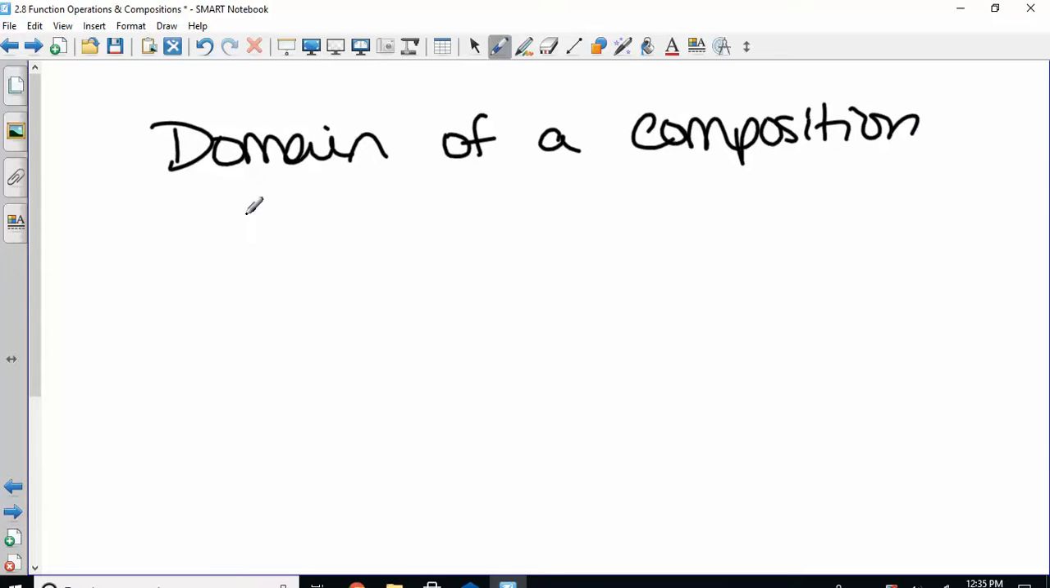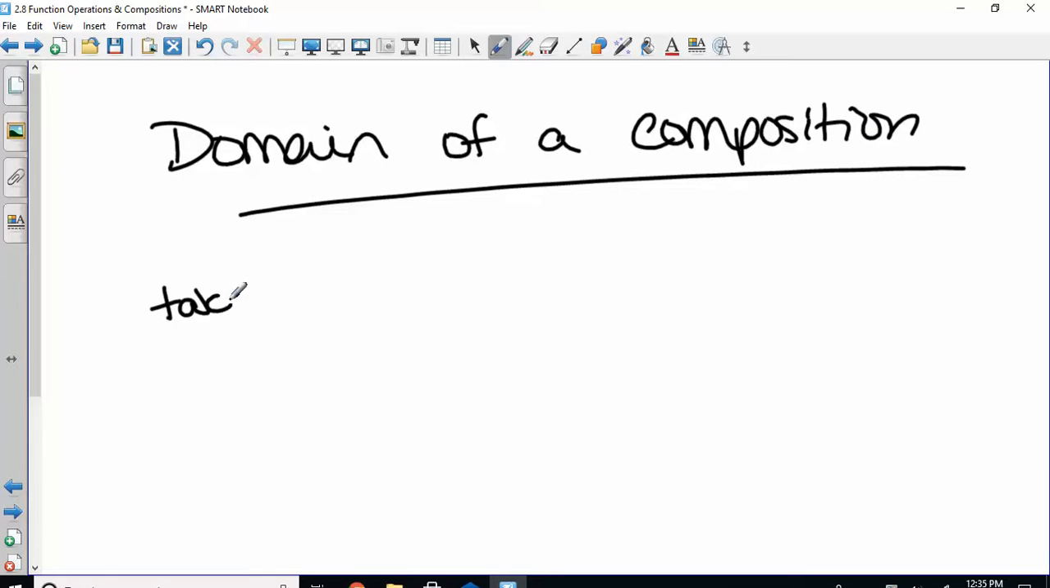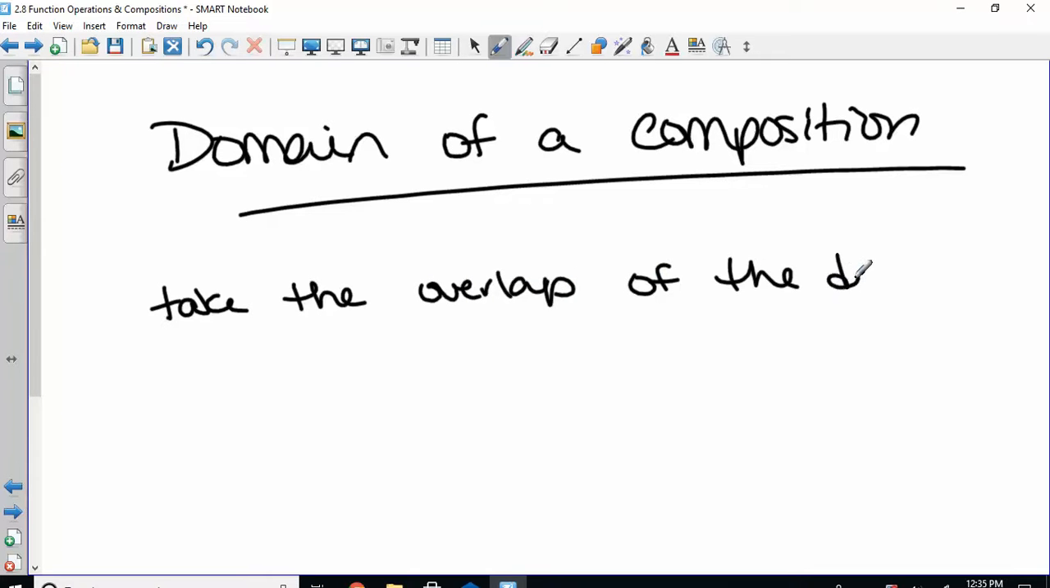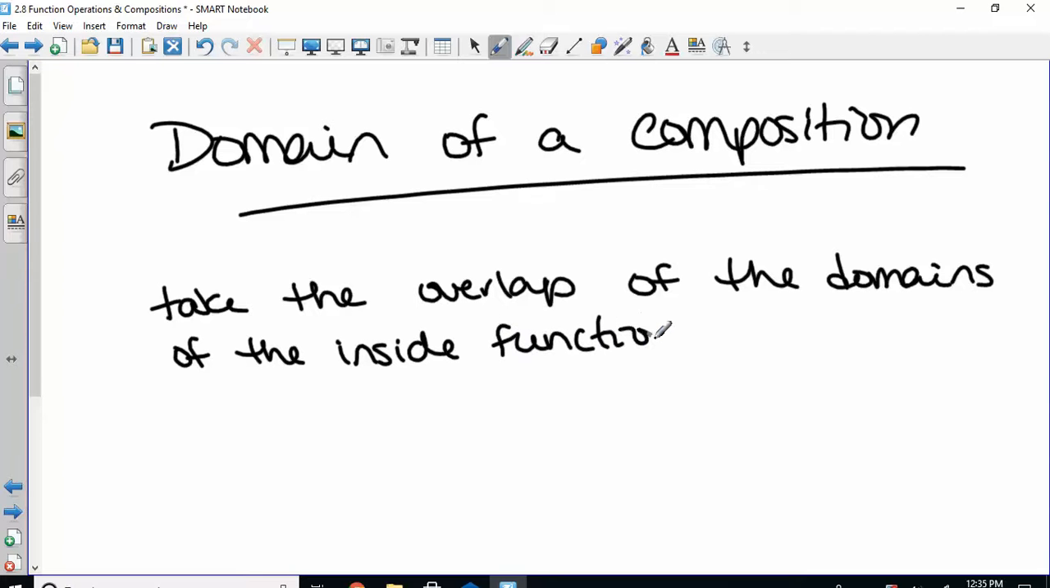We have to look two places. We need to take the overlap of the domains of the inside function and the final answer.